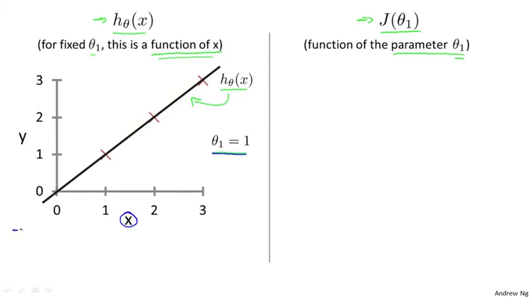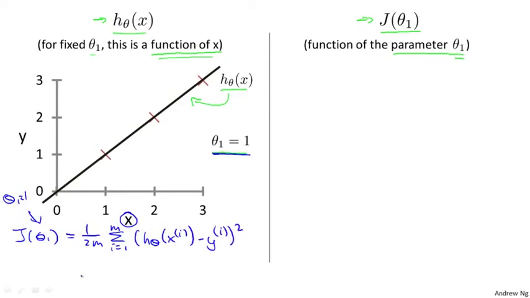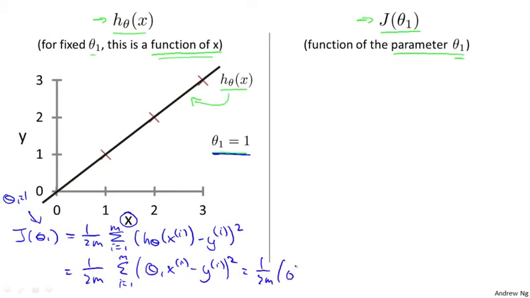Now, I've temporarily set theta 1 equals 1. What I want to do is figure out what J of theta 1 is when theta 1 equals 1. So let's go ahead and compute what the cost function is for the value 1. Well, as usual, my cost function is defined as follows: the sum over my training set of this usual squared error term. And this is therefore equal to the sum of theta 1 times x i minus y i, squared. And if you simplify, this turns out to be 0 squared plus 0 squared plus 0 squared, which is, of course, just equal to 0.